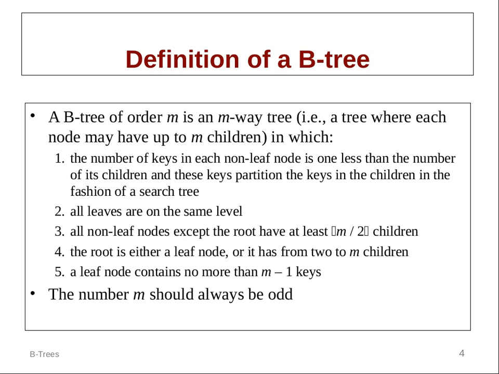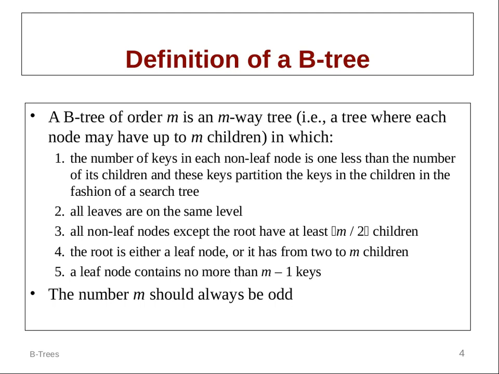So first rule, the number of keys in each non-leaf node is 1 less than the number of its children. And these keys partition the keys in the fashion of a search tree. So if you have 5 children, you need to have 4 entries at your current level. So you need to think about this with a binary tree. With a binary tree, the root would only contain 1 element, and then you would have 2 children. But with a B tree, since you're going to have multiple children, you need to figure out a way to basically divide it up properly.